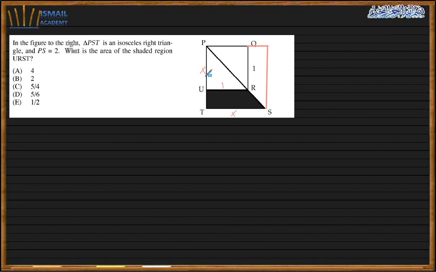So let's find out x. What is it? So we know that this is equal to 2. Using the Pythagorean theorem, because this is the right triangle, so it's given to us here, we'll have x squared plus x squared equal 2 squared. So 2x squared equal 4. This means x squared equal 2. So x will be square root of 2. So this is square root of 2, and this one is square root of 2.